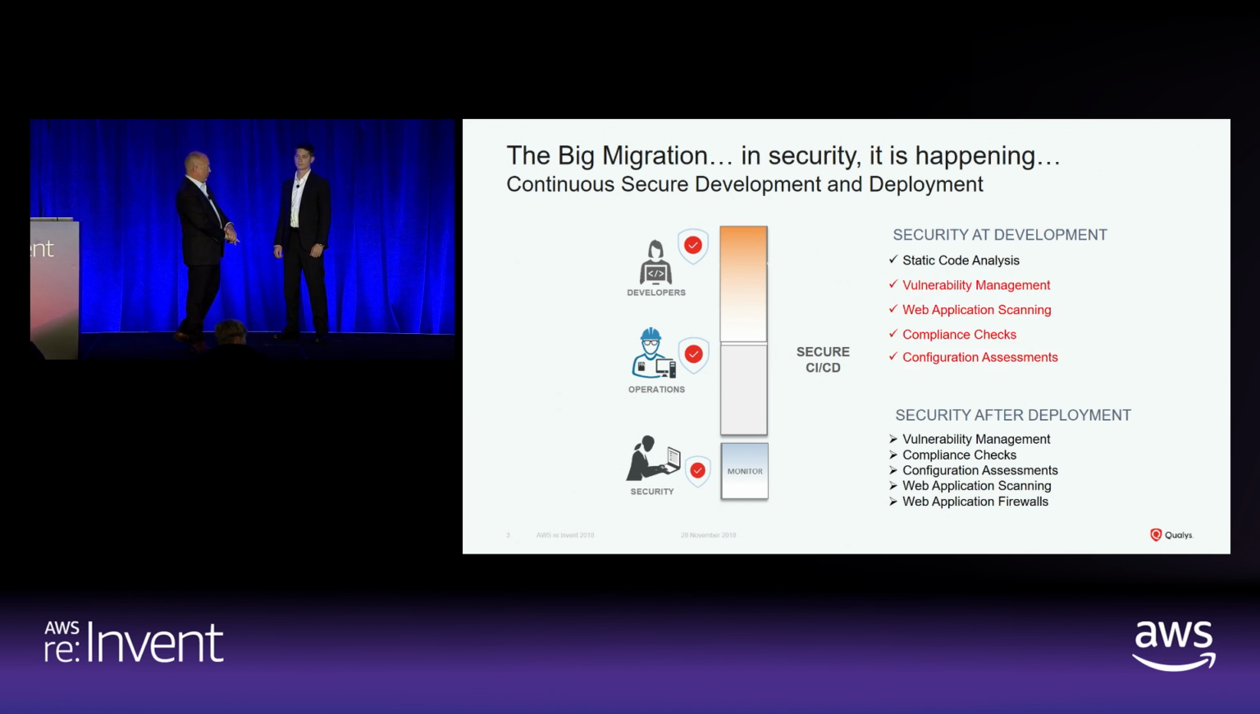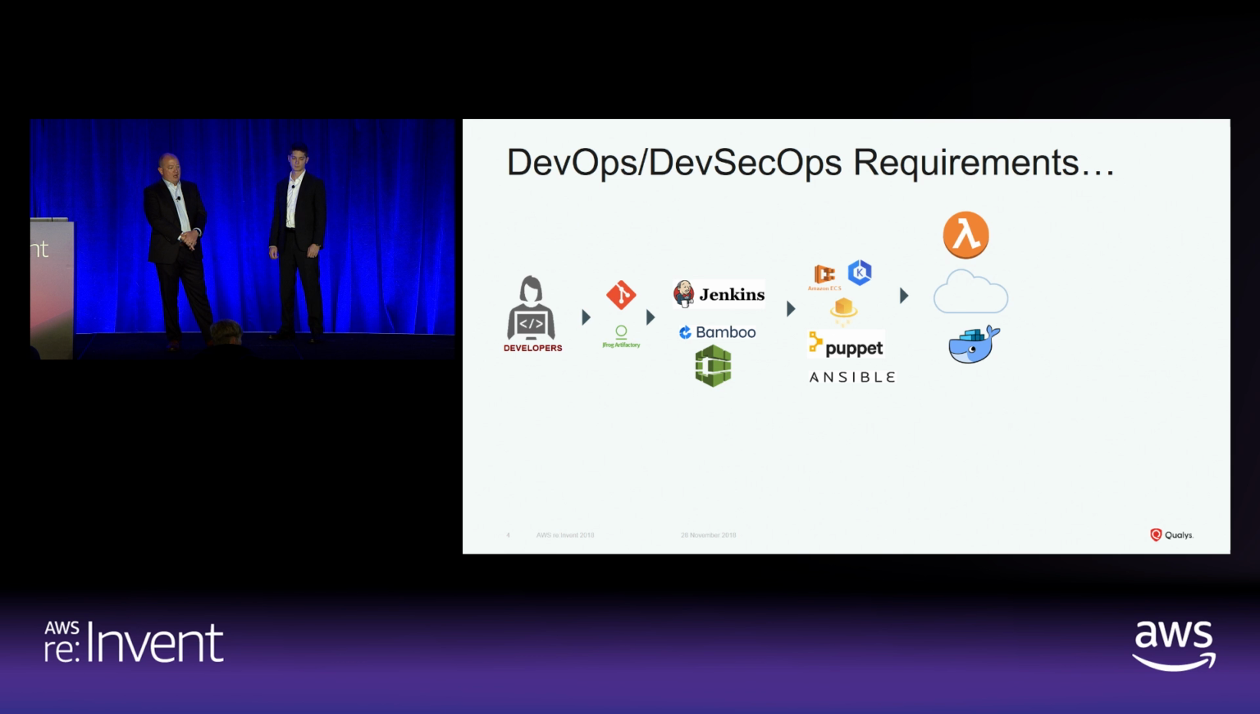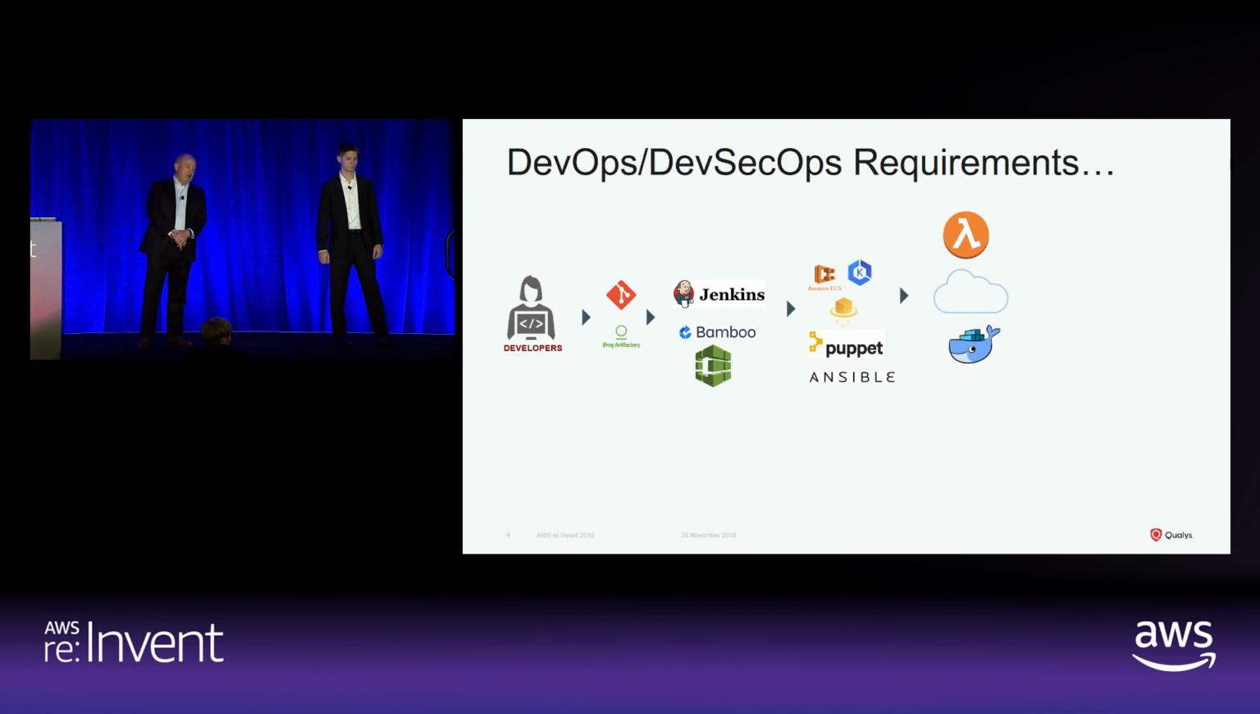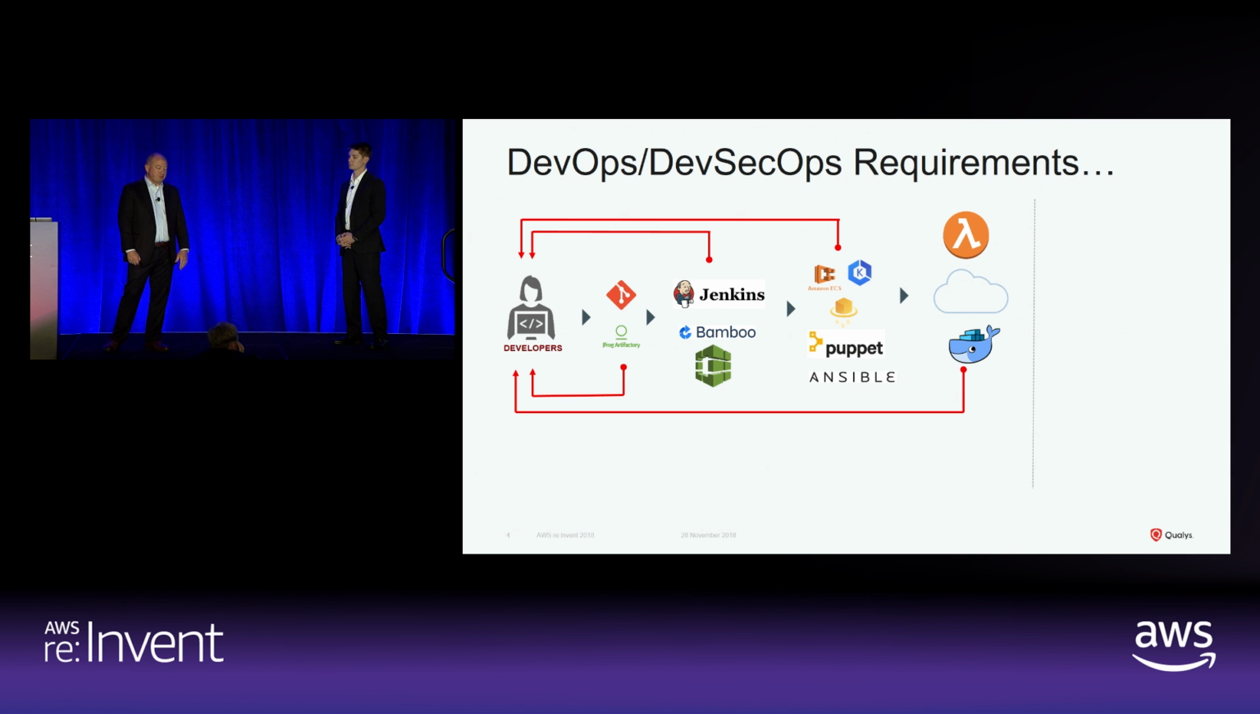So we're going to cover, like I said before, vulnerability management, web application scanning, as well as compliance checks and configuration assessments. So here's your typical DevOps flow. You have your developer. They're committing their code into either Artifactory or GitHub. From there, Jenkins, Bamboo, other CI tools will take the code that they check in. They'll create the web applications, and then these are basically deployed using your orchestration engines, whether that's Kubernetes or Puppet or Ansible. So how do we plug into this?